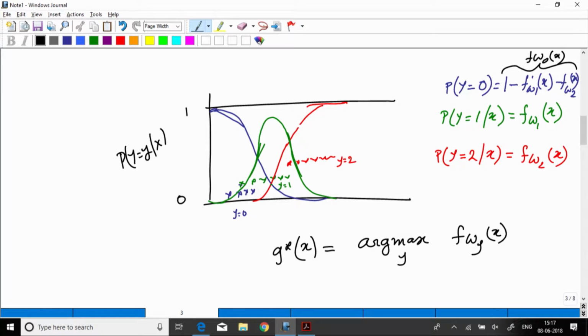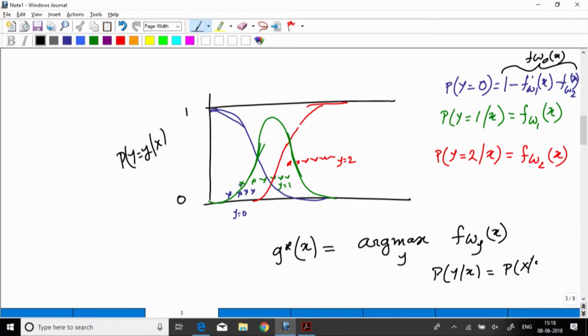We are learning some probability. What is that probability? So what are these things we are learning? These are not the likelihood. These are the posterior probability, right? So we are learning the posterior probability directly for logistic regression.